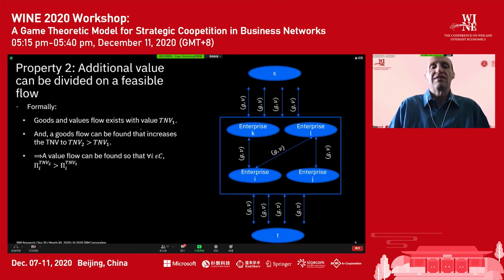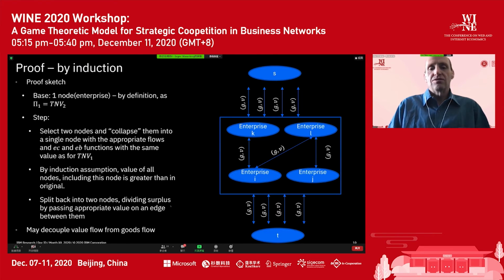Say we have a valid goods and value flow with a specific value, TNV1, and a goods flow can be found that increases the TNV to TNV2, which is strictly greater than TNV1. Then we can find a value flow so that the value for each participant is strictly greater than the value at the previous total network value. So this shows an even stronger potential incentive for cooperation. This is potential because if you remember my first example, when I showed the two value flows, the second value flow showed a case where the total network value increased, but one of the participants got a zero value because they didn't need to ship any goods.